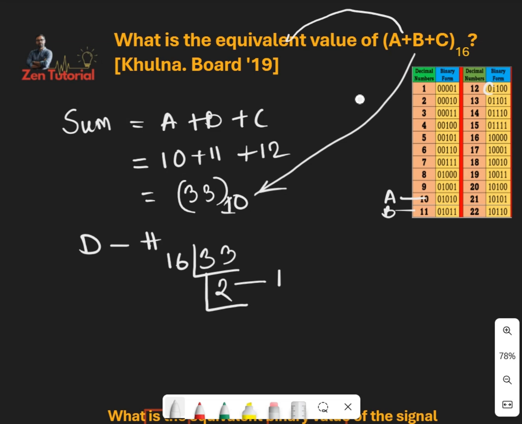Again, we have to divide by 16. So it will be 0, and the remainder will be 2. So this is MSB to LSB. So the value will be 21. Not 21 actually, this will be 2 and 1. This is the value of hexadecimal, the equivalent value of A plus B plus C.